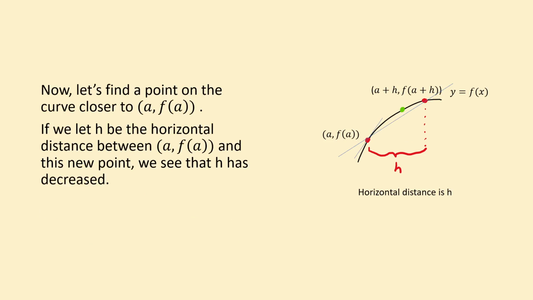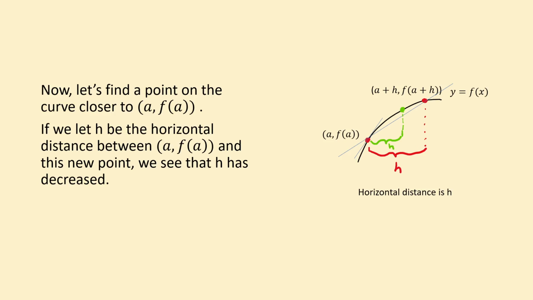Now, let's look at that green point. That green point has a different value of h. The horizontal distance between the point that we're interested in and the green point is smaller than the horizontal distance between the point that we're interested in and our original other point. Okay, so we're bringing it in a little bit closer. And when we do that, you see that second h value is smaller.